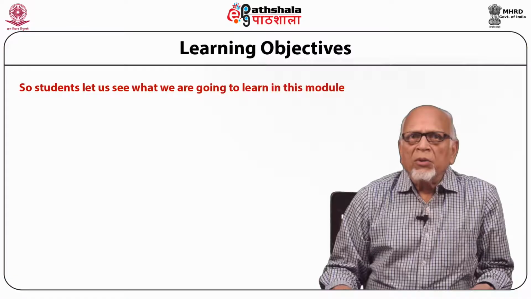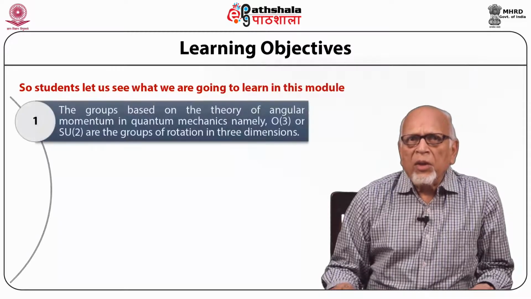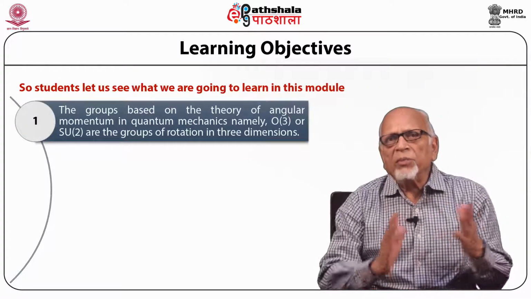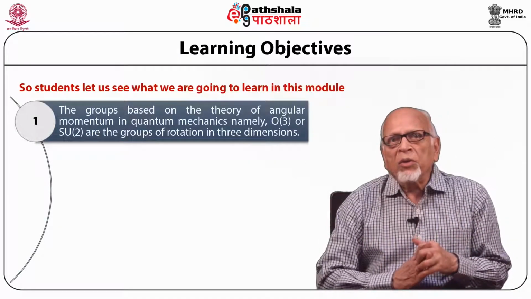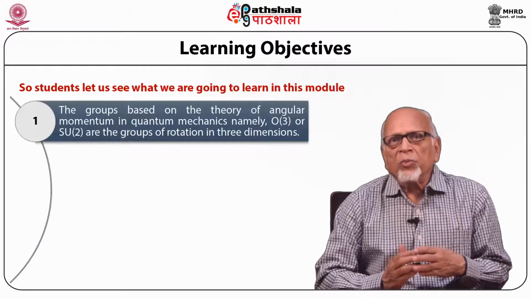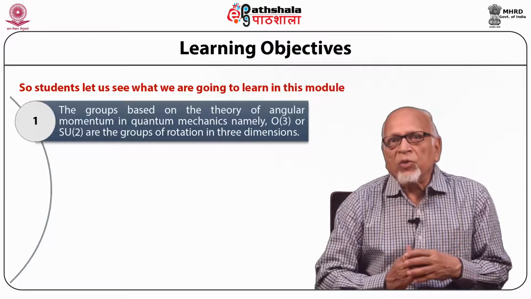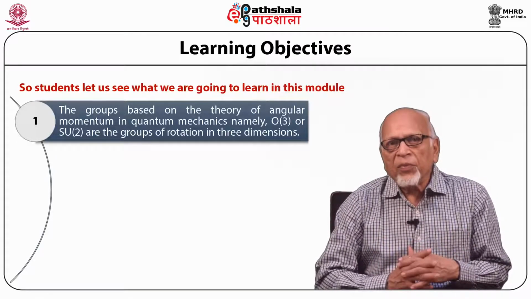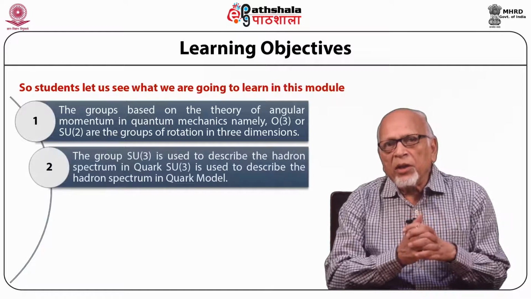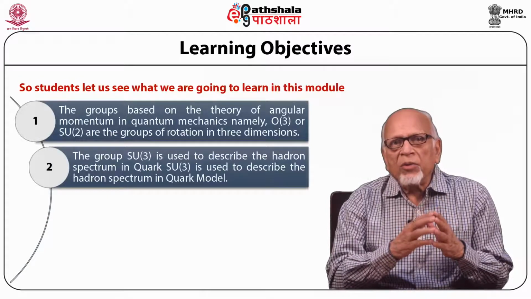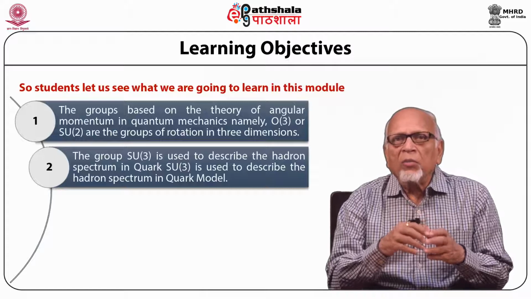Today we are going to discuss infinite and continuous groups from the paper Mathematical Physics. You are going to learn in this module about the groups which are based on the theory of angular momentum in quantum mechanics, namely the group O3 or SU2 or SU3, which are the groups of rotation in 3 dimensions. For example, the group SU3 is used to describe the hadron spectrum in quark model.